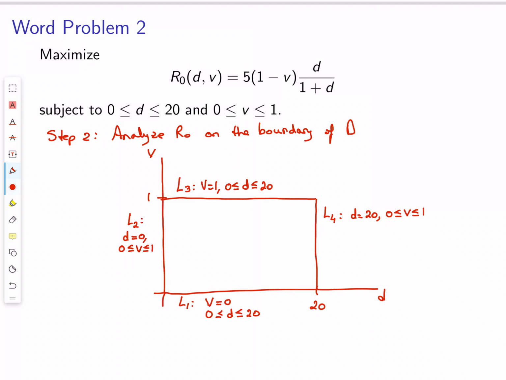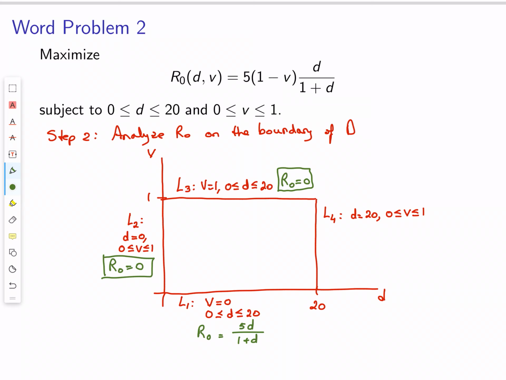Okay, so right away, we can take a look at what R naught is on some of these. On L1, if V is equal to 0, we know that R naught is equal to 5D over 1 plus D. On L2, D is equal to 0, so right away that sets R naught equal to 0, and on L3, when V is equal to 1, R naught is also 0. So we don't really have to do any more work on L2 and L3.